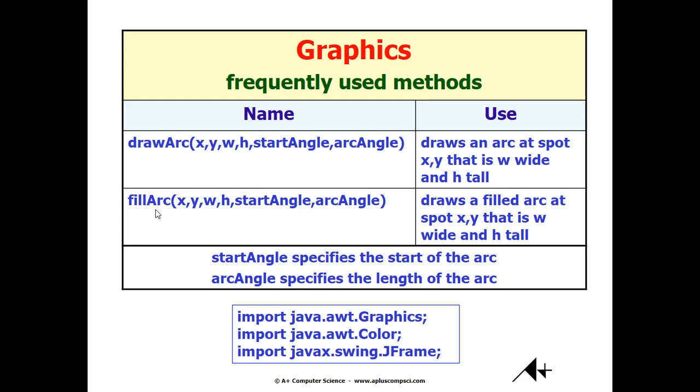6 parameters. You have to specify first the starting spot, so the X, Y, where do you want the arc to start? How long and how high it is. And then the angles. So we need to talk about angles for a second here.